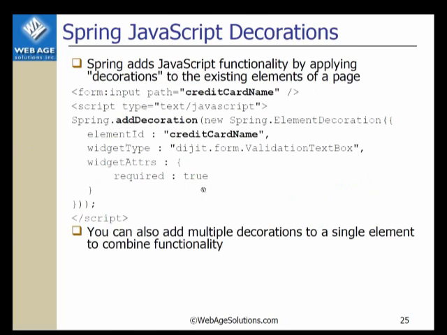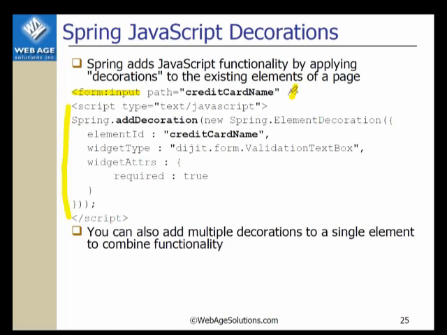Here it talks about Spring JavaScript decorations. I think there are tons of examples we could go through, and obviously we don't have time, so there's just one. Basically, in this example, notice that it's an input field from the normal Spring MVC form tag library. The path is called credit card name. There's a section here which is JavaScript, and notice that it's actually after the end of this form tag, so it's a separate thing.